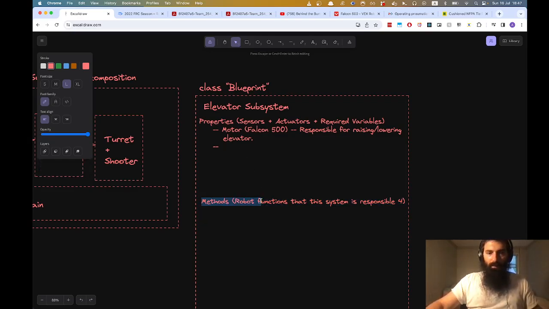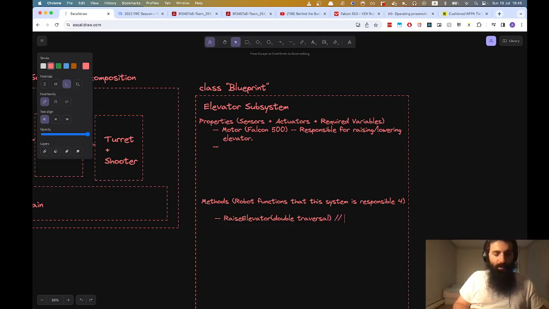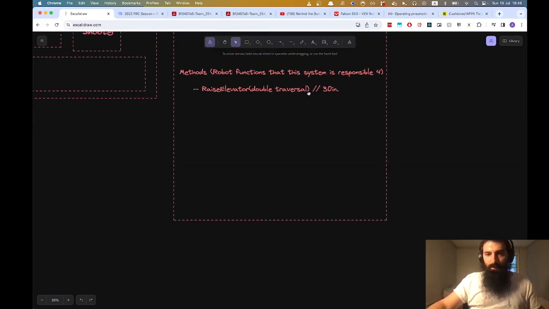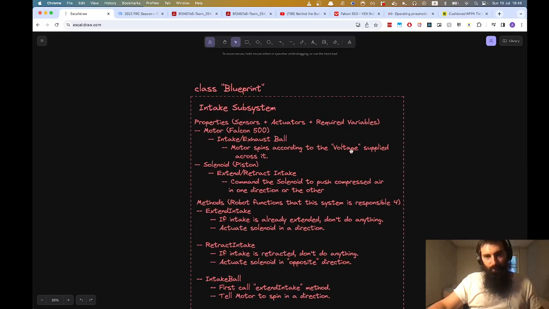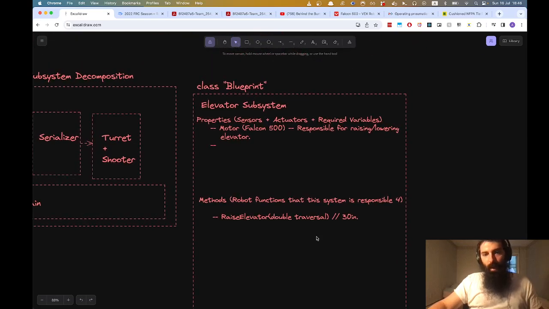A method that we may care about, and we'll get into that, is something like raise elevator, where you pass in maybe a number in inches, so you want to say raise the elevator to 30 inches or something like that. If you just supply a voltage across the motor, you're not going to know how far that motor has actually made the end effector travel. So for this, we need feedback. We need feedback to tell us how far the motor has actually spun when I applied a voltage.